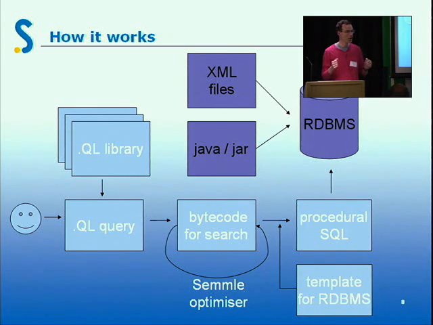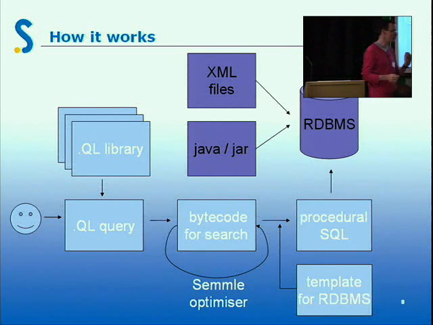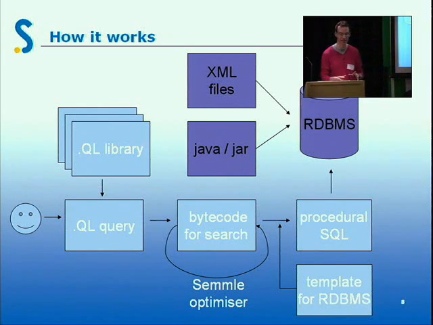So here a lot of clever magical stuff happens. It optimizes the hell out of the query, and once it's done, it actually produces procedural SQL. Now, the database vendors have made sure that all versions of procedural SQL are not quite compatible with each other. So at this point, you have to provide a template that describes the characteristics of the relational database system that you're actually using. And then that procedural SQL is actually executed on a relational database system.